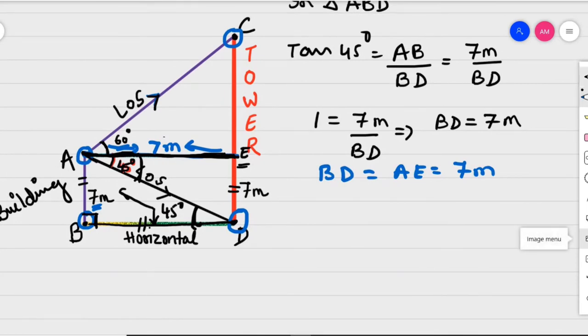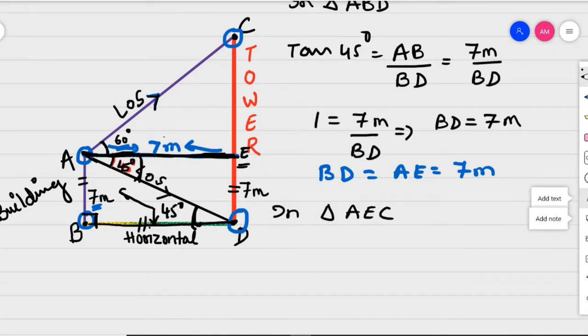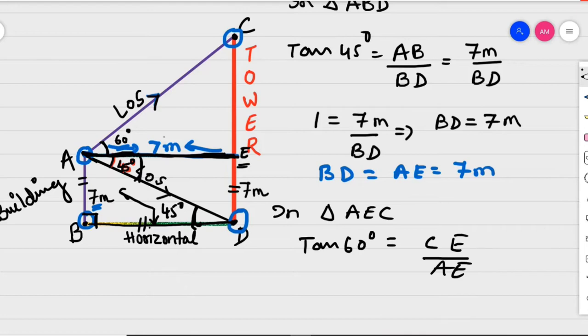Your next triangle is AEC. In triangle AEC, again what will you take? You will take tan only. So tan 60 degrees will be equal to CE by AE. See children, CE is the opposite side and AE is the adjacent side for angle 60. You don't know CE but you know AE. AE is 7 meters because you have already done this. This is from 1.